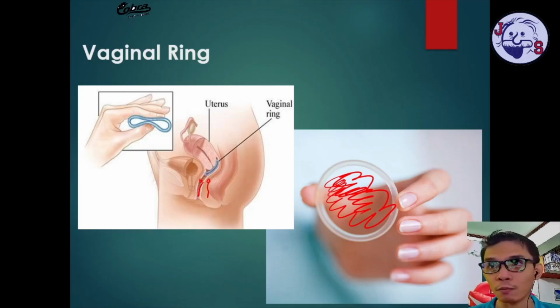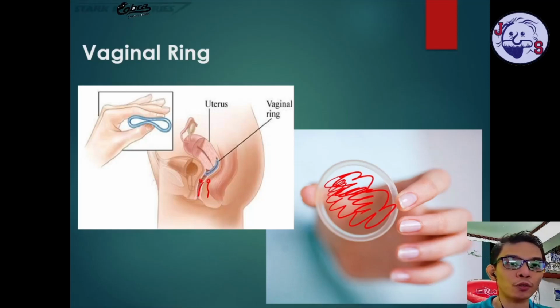Now, what is the rate of preventing pregnancy using the vaginal ring? That is around 98%, and the prevention for sexually transmitted disease is 0.